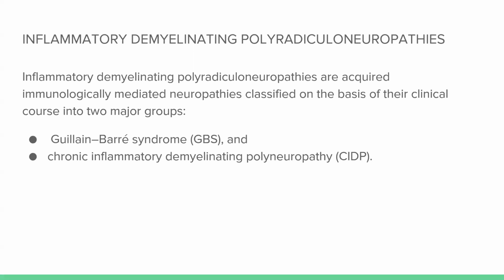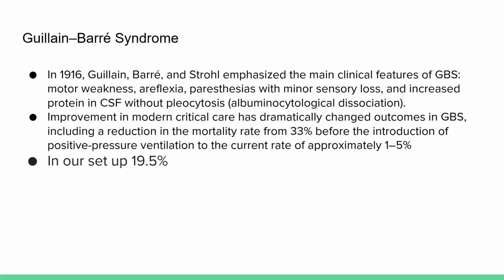The inflammatory demyelinating polyradiculoneuropathies, we have the GBS and the CIDP. So GBS, I'm sure everybody is familiar with GBS. It was described 100 years ago, manifested by weakness, areflexia, very minor paresthesia with albuminocytological dissociation, which is where the protein is disproportionately increased as compared to the cells. The cell count is usually less than 10, but the protein is like 100 when you do a CSF analysis.